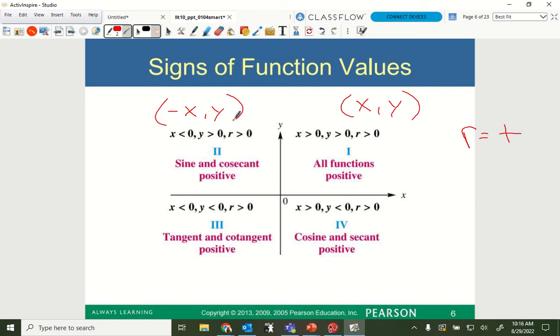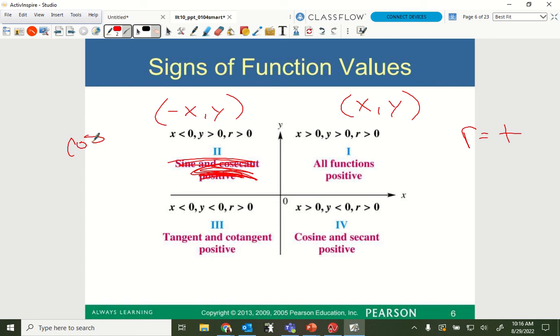But we know the r value is always going to be positive. So think about this. For this to be negative right here, which ones are going to be negative? Anything with the x's, right? So is cosine going to be negative? Cosine is going to be negative, isn't it? Because cosine is x over r. So cosine is negative here.